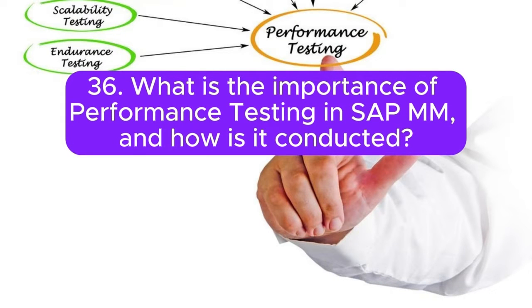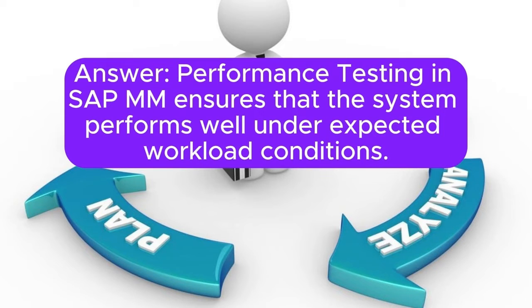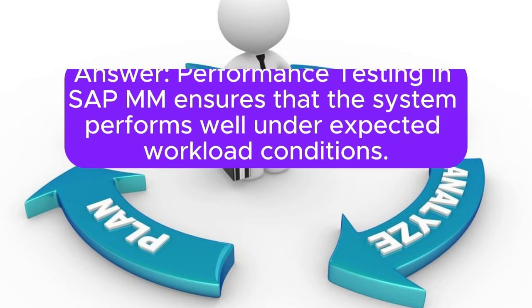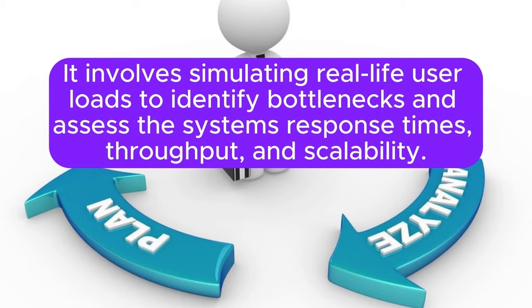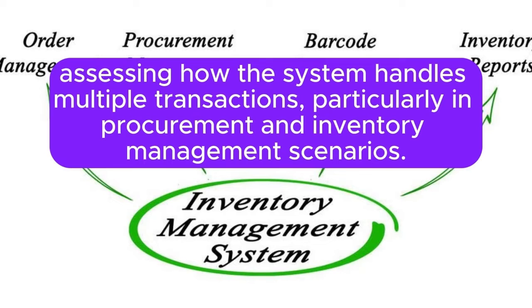36. What is the importance of performance testing in SAP MM, and how is it conducted? Answer. Performance testing in SAP MM ensures that the system performs well under expected workload conditions. It involves simulating real-life user loads to identify bottlenecks and assess the system's response times, throughput, and scalability. Tools like SAP LoadRunner can be used to conduct performance testing, assessing how the system handles multiple transactions, particularly in procurement and inventory management scenarios.